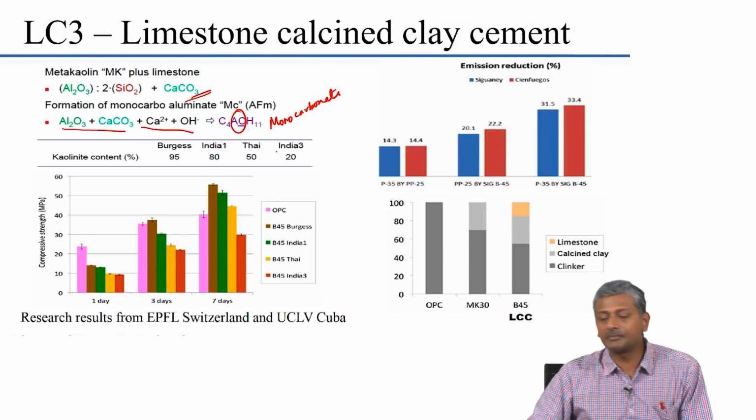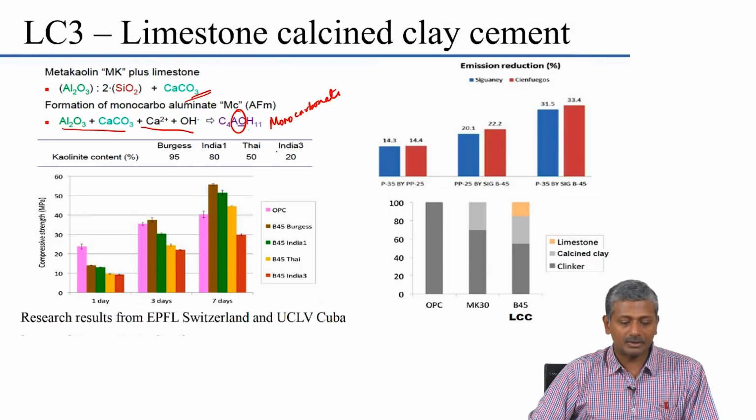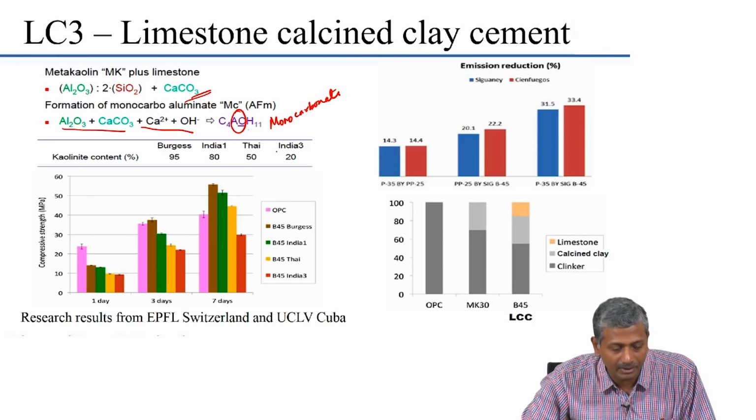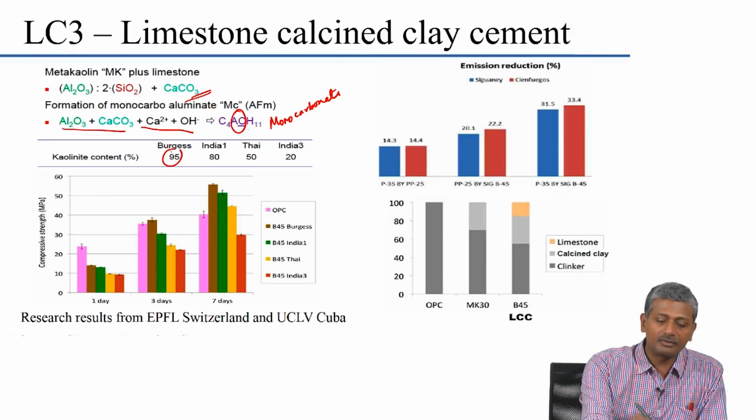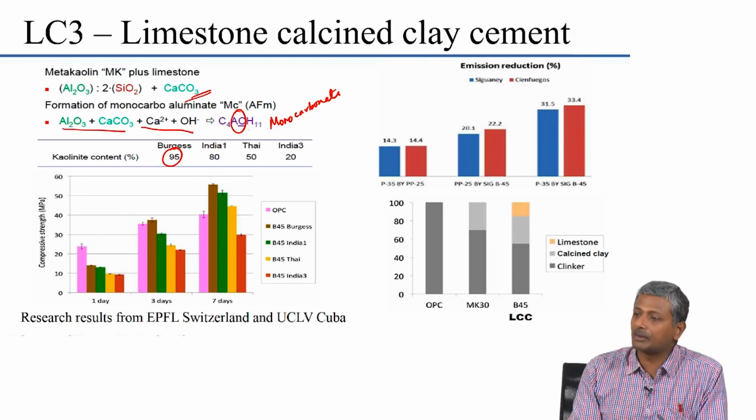So, this is presenting some preliminary research results from this project, which was done about 5 to 10 years ago. This was originally started off as a collaborative project between Switzerland and Cuba, and they were trying to look at different types of clays. They also got some samples from India and Thailand in this case. So, here they have very pure kaolinite content, that means 95%. So, obviously, the kind of grade of kaolin you will get is metakaolin grade.